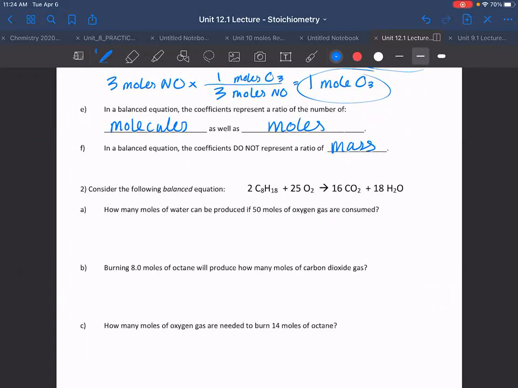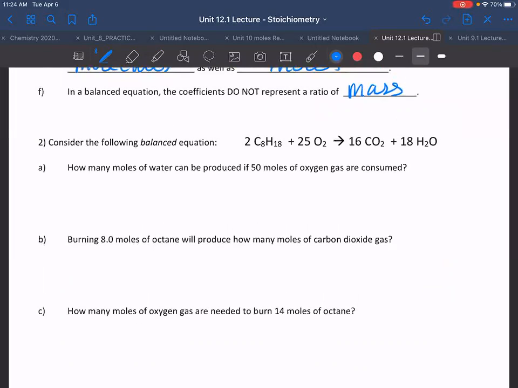Let's start the next one here. So the coefficients are a little bit more complicated, but the process is just as simple here. So it's asking how many moles of water can be produced if we have 50 moles of oxygen gas being consumed. Again, we're just doing moles to moles. So if we start with what we know, well, we are told that we are consuming 50 moles of oxygen gas. Oxygen gas is O2.